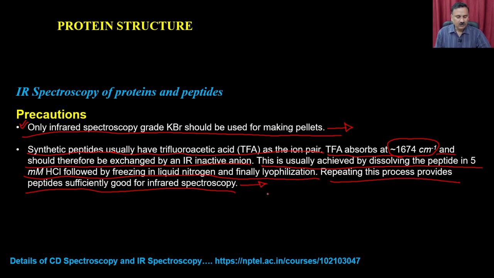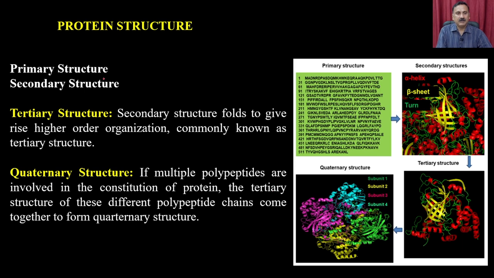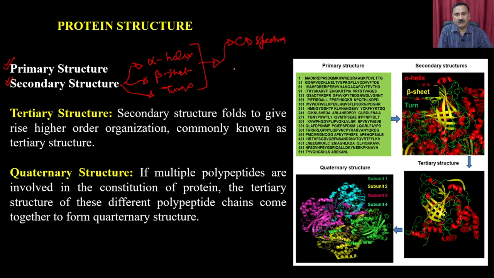So what we have discussed: the primary structures, the secondary structures, and within the secondary structures the alpha helix, the beta sheets, and the turns. We have also discussed two methods, the CD spectra and the IR spectroscopy, to determine the secondary structures. So in this particular lecture, we have discussed the secondary structures and how you can determine them.